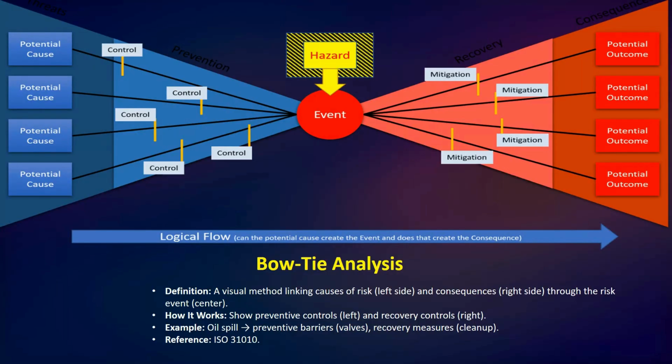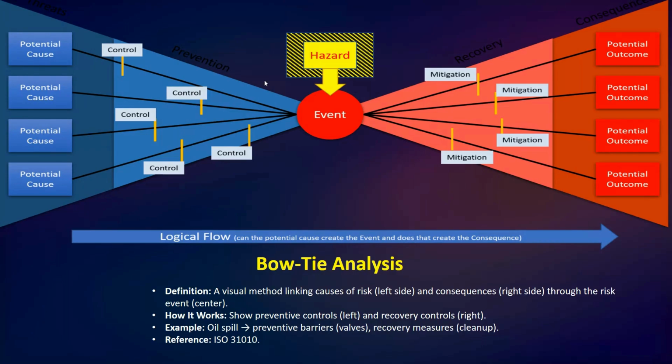like an oil spill. The left side of the bow tie shows all the causes and the preventive controls you have in place to stop the events from happening. So the right side shows all the potential consequences and the recovery measures you will take if the event does occur. So it gives a complete picture of your risk and control strategy. Okay, so you can take an overview of this picture.